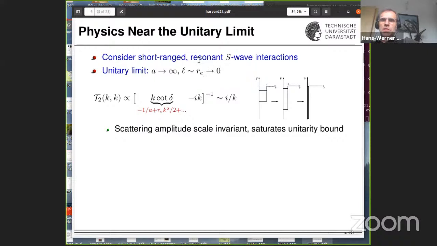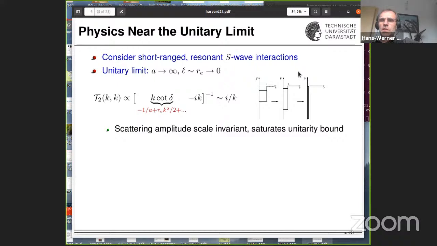You can, in principle, achieve this limit theoretically if you consider some potential here, and at the same time adjust the range of this potential and the depth in such a way that the range goes to zero, and this shallow bound state ends up directly at threshold. Of course, this is a theoretical limit. This cannot be reached in real physical systems because you can't really have zero range interactions, but it turns out this is a very useful limit to expand around in order to describe systems of fermions with strong interactions.